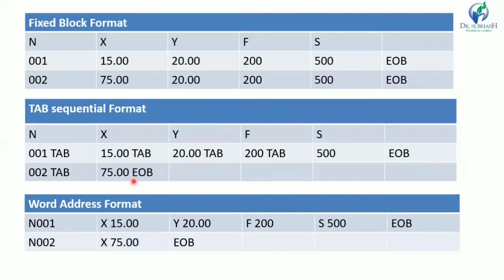And in word address format, X15, Y20, and F remains constant, so there is no need to write it in another block. So this is the word address format. Now I hope you can understand very well. In our next lecture, we will solve different problems for part programming.